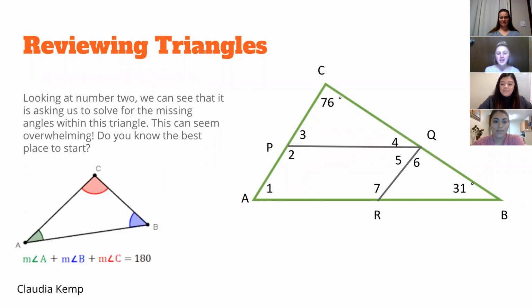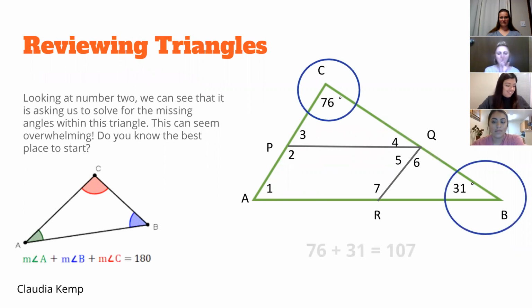So for a problem like this, you would take the three main angles of the main triangle, 76 degrees, 31 degrees, and then angle 1, and you would take 76 and 31, add them together, which equals 107, and you would subtract that from 180, so angle 1 would be 73 degrees.